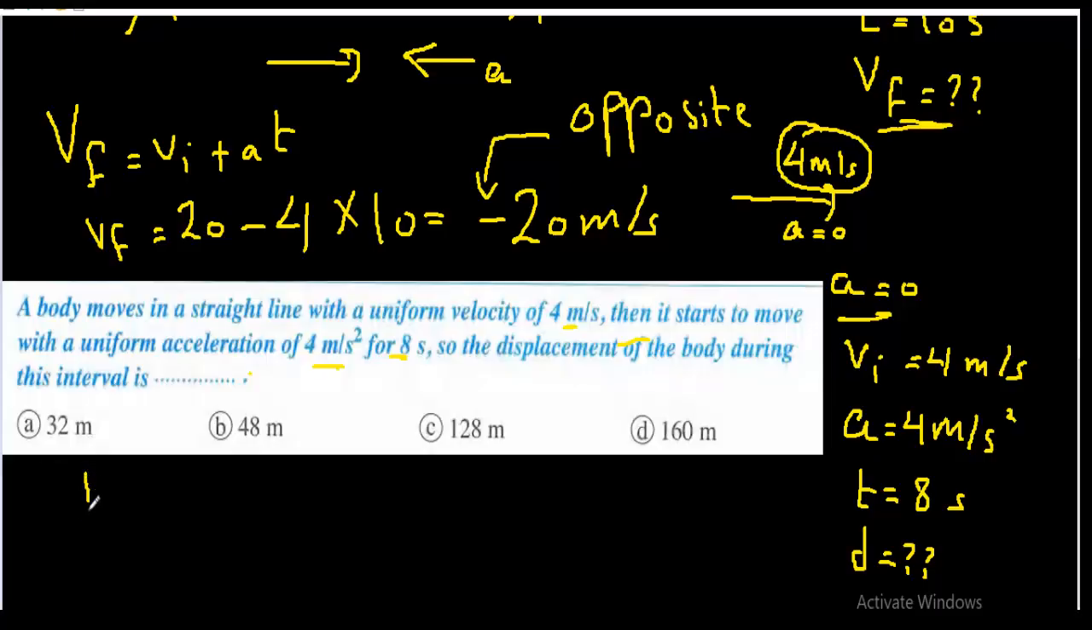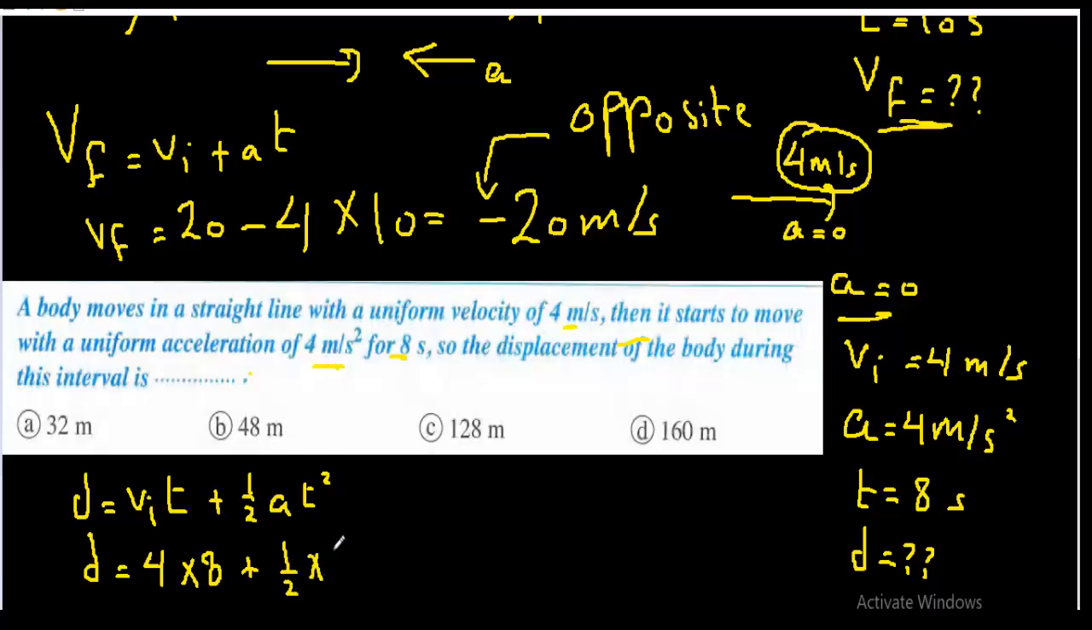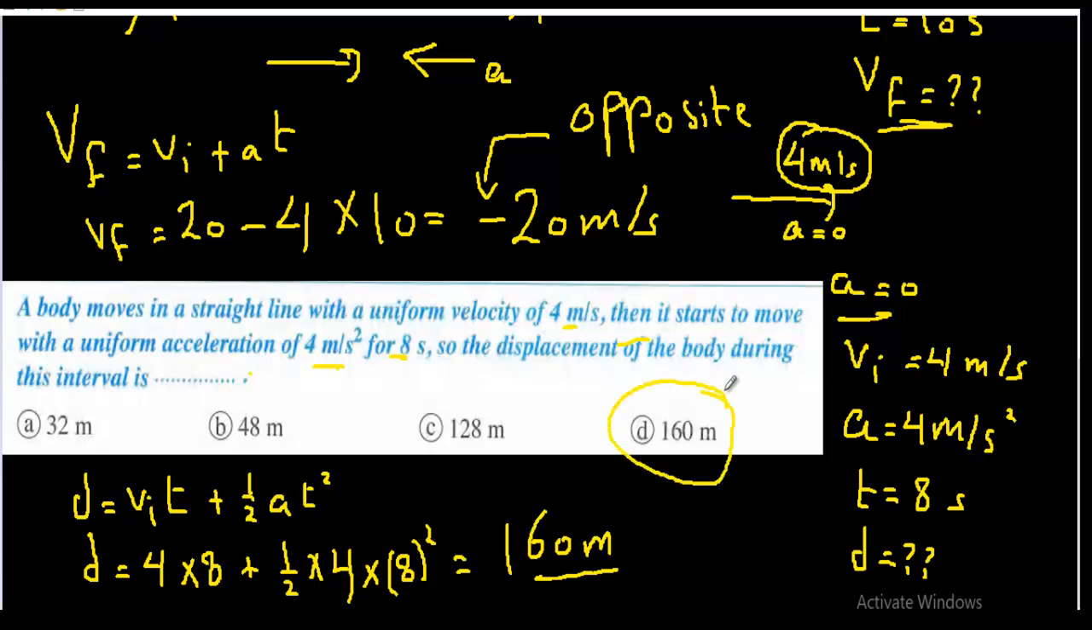By writing the equation, d equals vi t plus half a t squared, then we substitute: displacement equals vi equals 4, time equals 8, plus half, acceleration is 4 meters per second squared, positive because the acceleration is in the same direction of motion, times time squared, 8 to the power 2, equals 160 meters. So the answer here will be 160 meters.